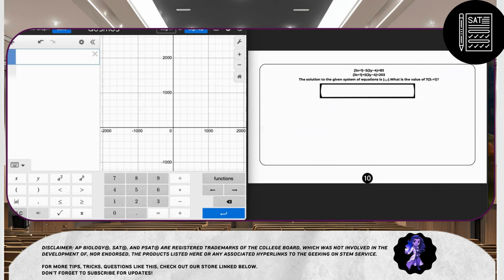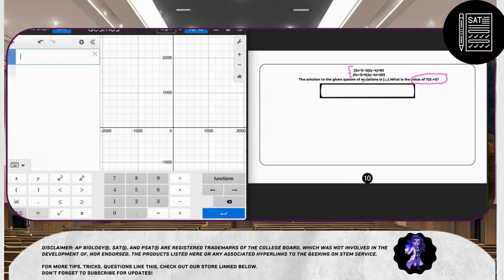Okay, now let's go back to the problem now that I went through those tips and tricks. In this case, we're trying to solve for the system of equations, but making sure that we plug into the value 7 times 3x plus 1. And we have two equations.